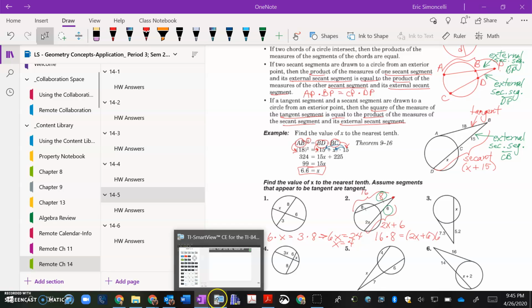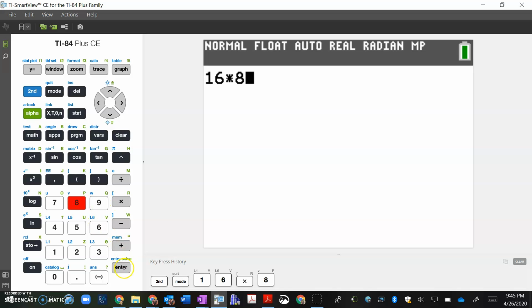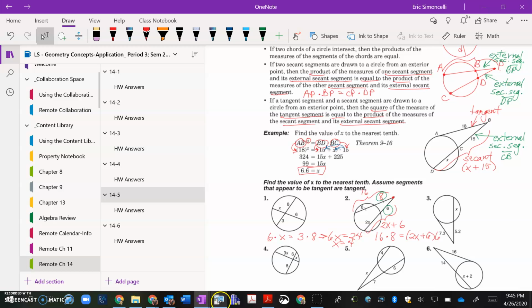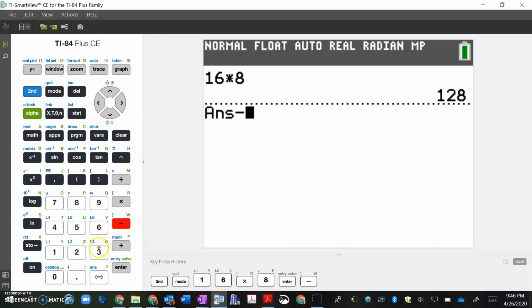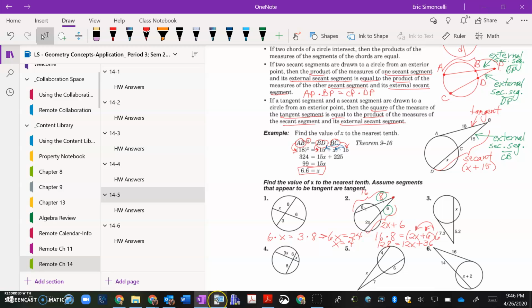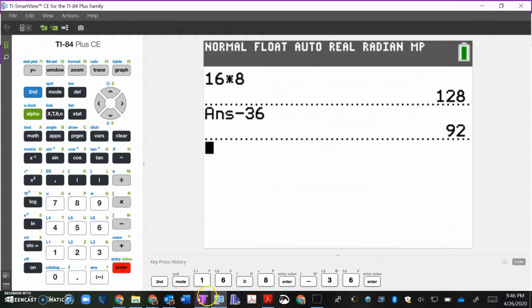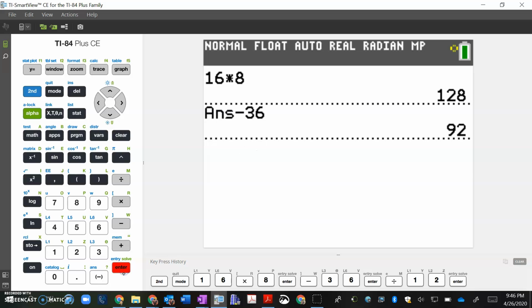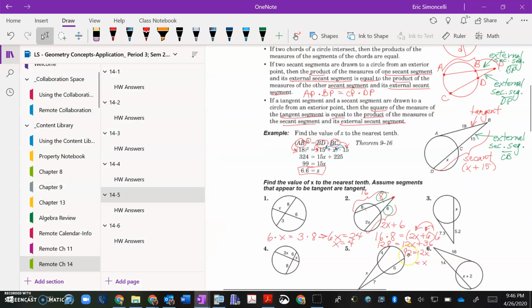If we do this math, multiply 16 times 8, that gives 128, and that can be set equal to what? If we distribute the 6, we'll be left with 12x plus 36. Let's do some additional math. If we subtract 36 from both sides, that value 92 equals 12x. Divided by 12, we'll end up with 7.6 repeating, or to the nearest tenth, 7.7. That is the value of x.